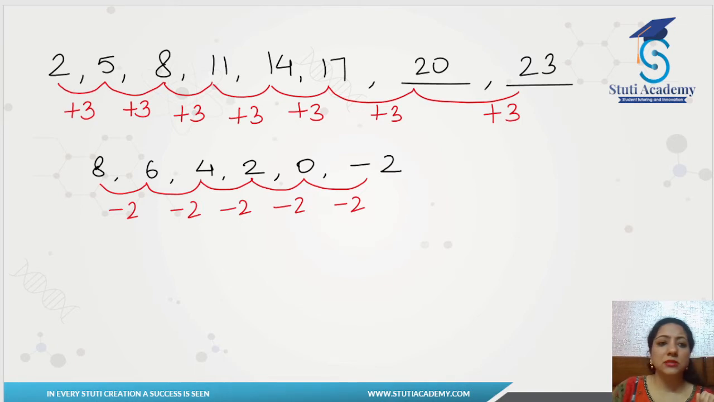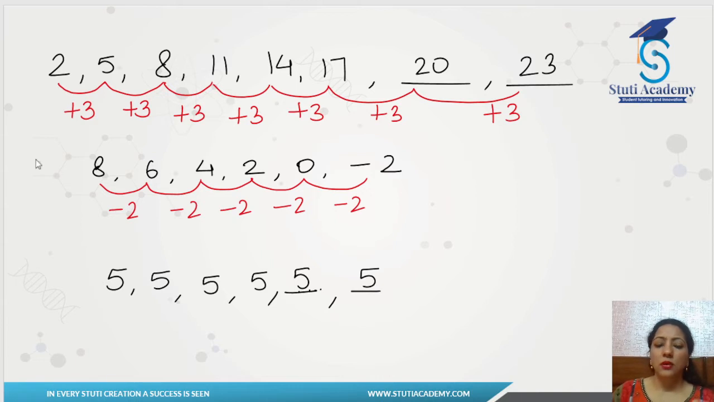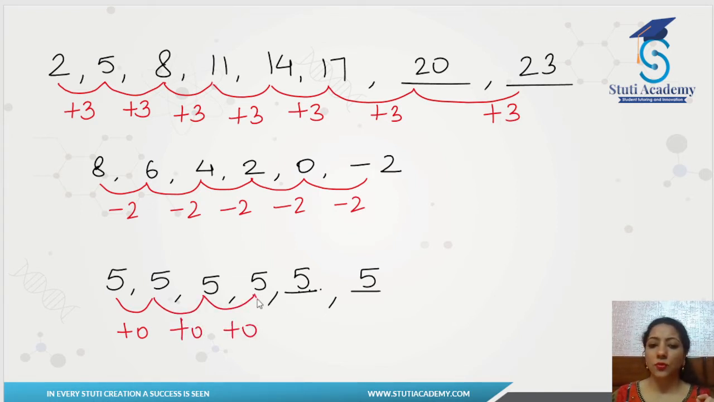Now please observe the next sequence here. 5, 5, 5, 5. So the next one would be 5 again, 5 and so on. So what are we doing here? It remains the same. We are repeating the number 5 and so on. So we can either say here we are adding 0 or subtracting 0. It's the same thing. Every time we are adding 0 to get the next number.